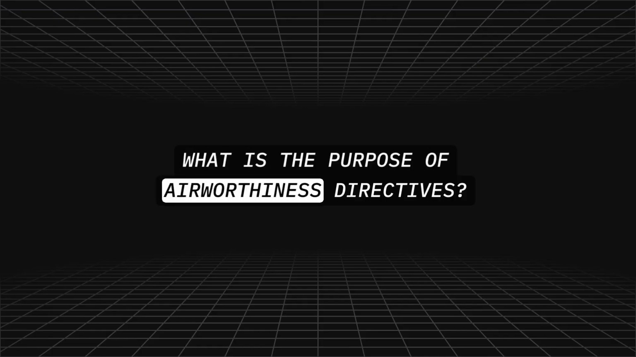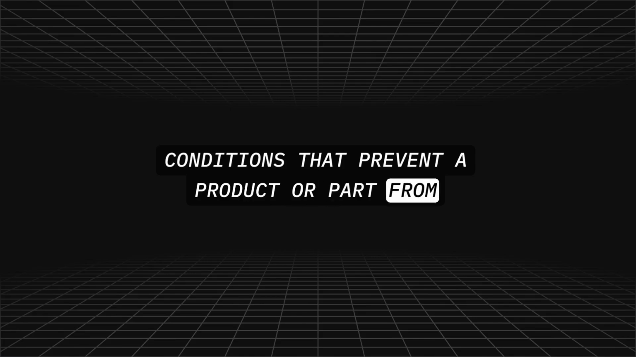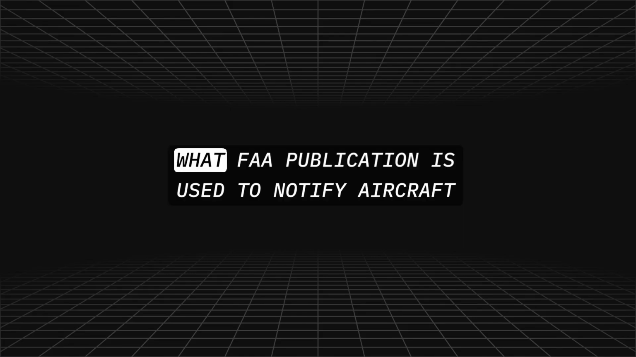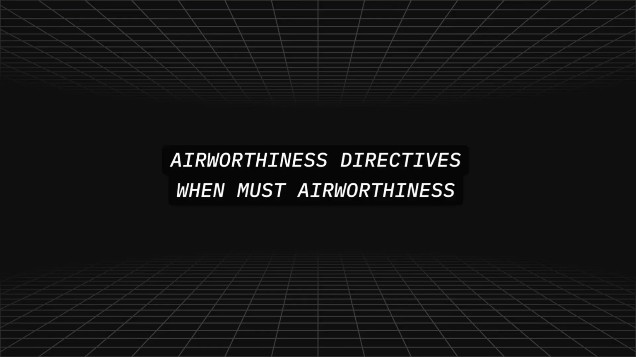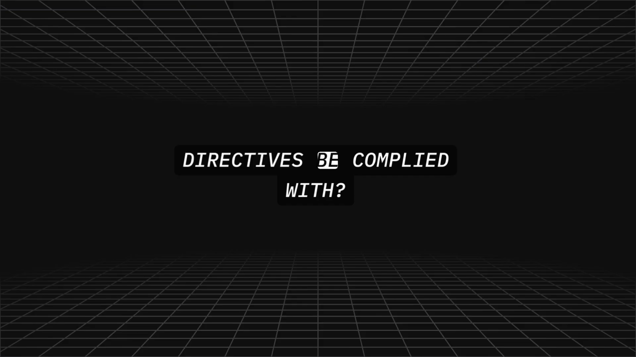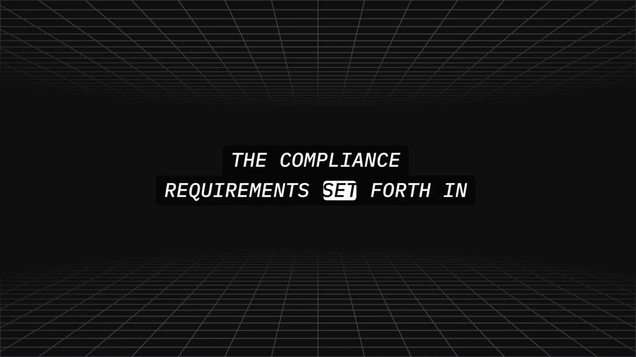What is the purpose of airworthiness directives? They are used to notify owners and mechanics of conditions that prevent a product or part from being in an airworthy condition. What FAA publication is used to notify aircraft owners of unsafe conditions? Airworthiness directives. When must airworthiness directives be complied with? All ADs must be complied with in accordance with the compliance requirements set forth in the AD.